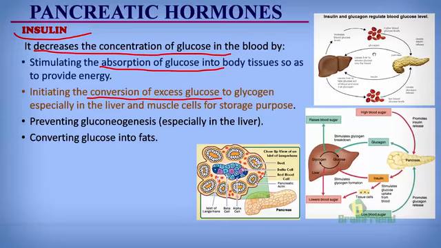Insulin also performs another role in reducing the concentration of glucose in the blood. It prevents gluconeogenesis, especially in the liver. Do you remember what gluconeogenesis is? It is simply the production of glucose from non-sugar or non-carbohydrate molecules.